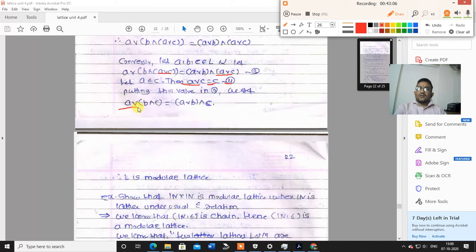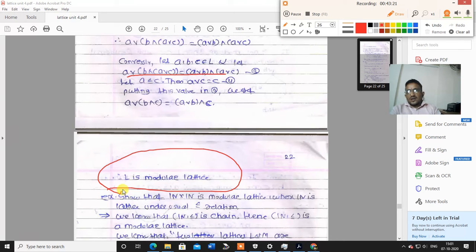Okay, therefore we get A join (B meet C) is equal to (A join B) meet C. Therefore you can say that the modular property is also satisfied. You can say that if every element of lattice L satisfies this given condition, then this lattice must be a modular lattice, and conversely. Okay, which is important here. Okay, next.